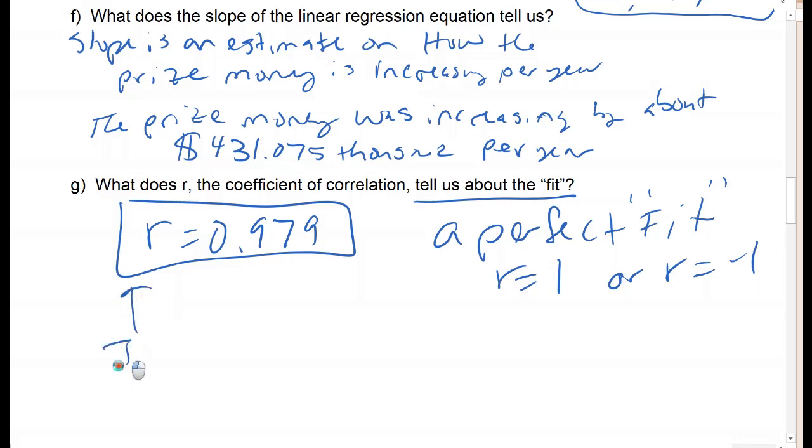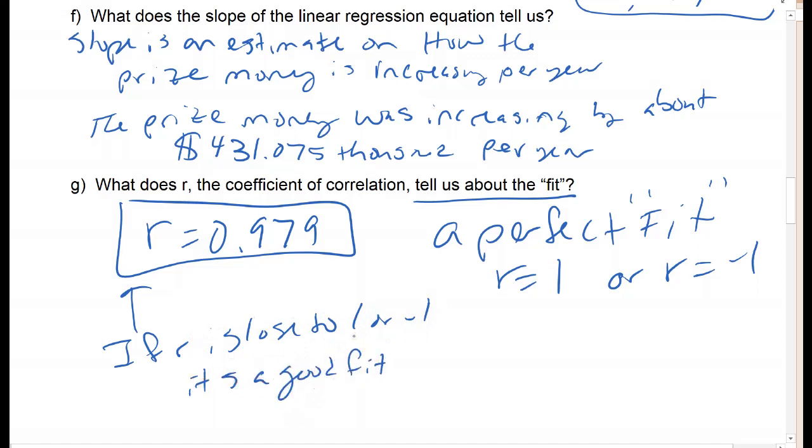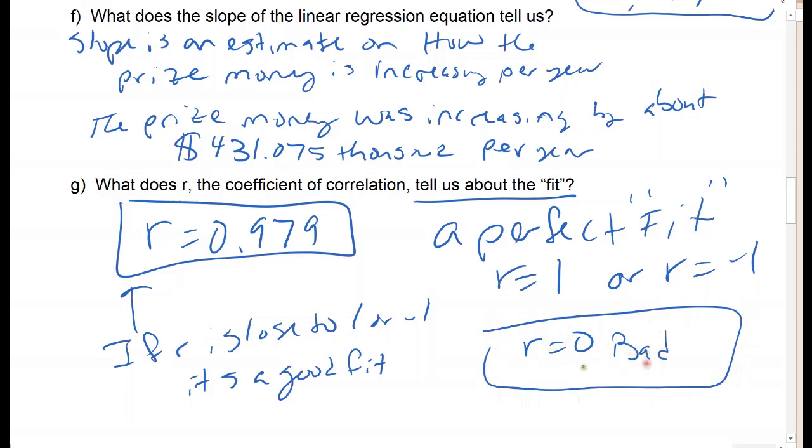And so if R is close to 1 or -1, it's a good fit. The closer it is, the better the fit is. And so 0.979 is a pretty good fit. That's pretty close to 1. And so what we don't want to be is if R is close to 0, that's a bad fit. And really, anything much less than 0.9, we don't consider a very good estimator, a very good fit. We want it to be 0.9 or above for most of our applications.